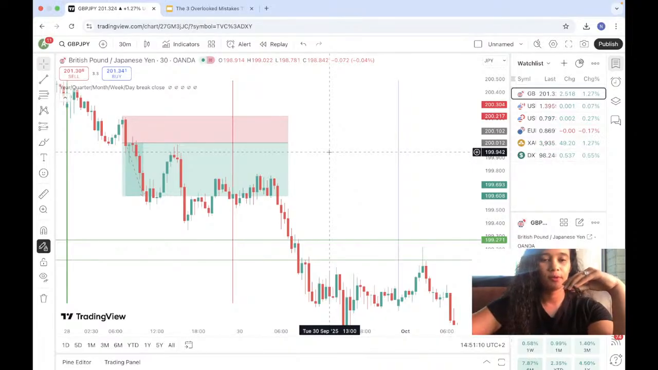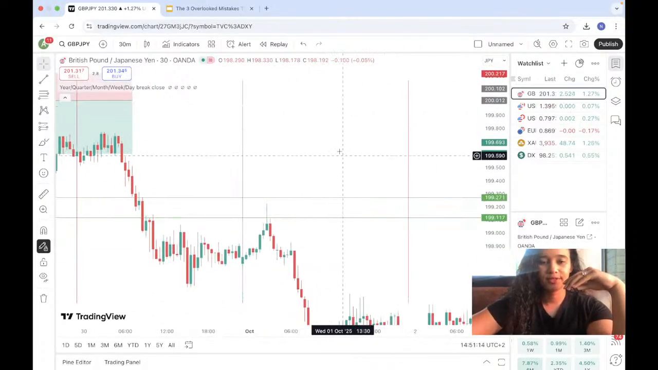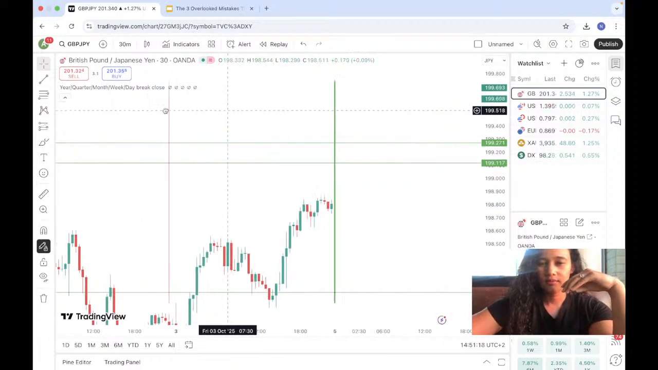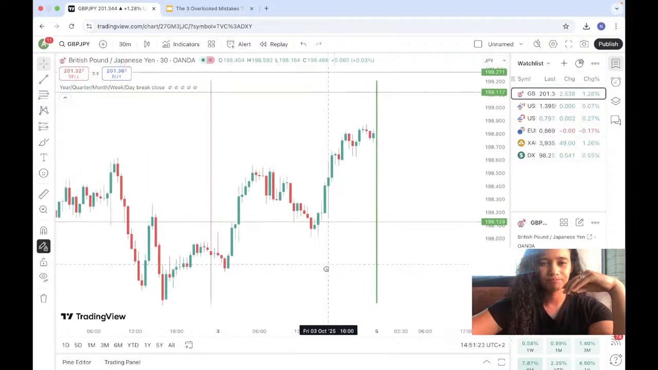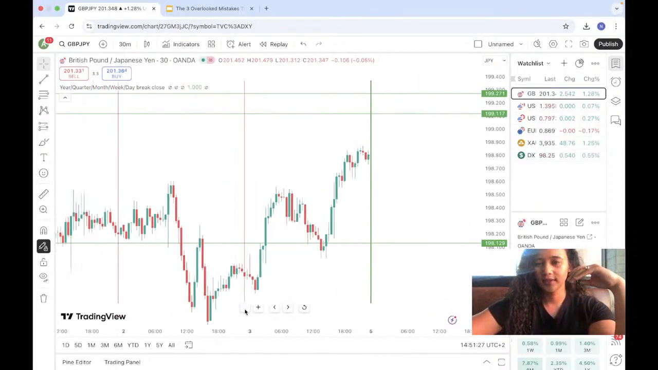So GBJPY, first week starts, and I'm up 3.2%. Currently right now, as we're looking at the market forecast for GBJPY, I don't see anything at the moment. Let me just zoom out a little bit.